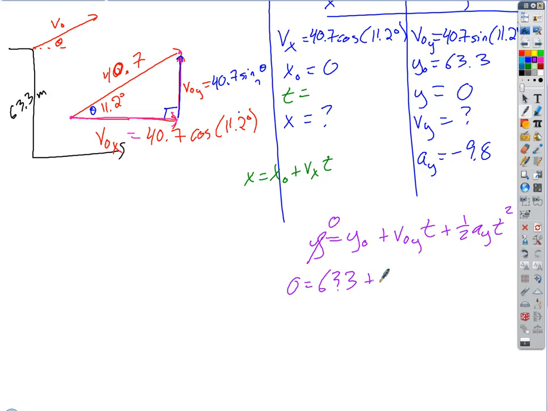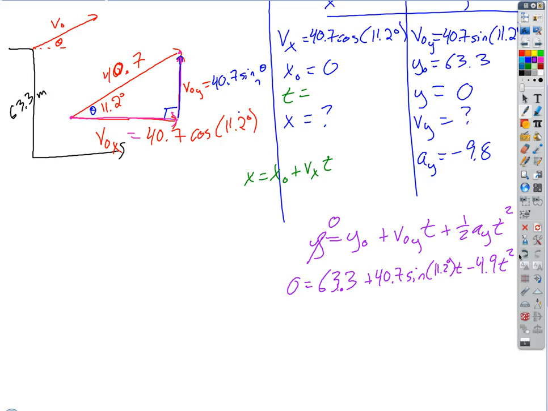Well, that's inconvenient. That's a weird number, but that's okay. I mean, that's just a number, right? Plus 40.7 sine 11.2 degrees times t. And then this is going to be plus 1/2 times negative 9.8, so that's minus 4.9 t squared. Right? So then we just solve for t, exactly.